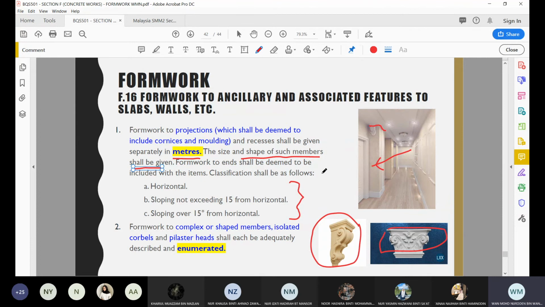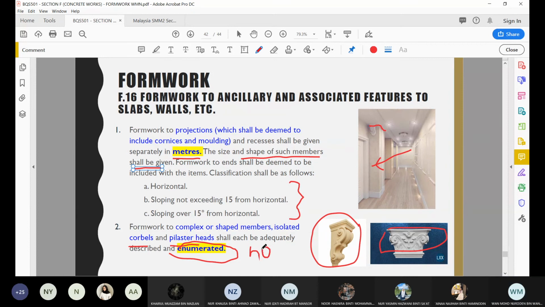Okay, horizontal sloping or sloping over 15 degrees horizontal. Okay, number 2, formwork to complex or shape members, isolated corbels, pilaster head, and adequately described and enumerated. So unit dia dalam numbers.